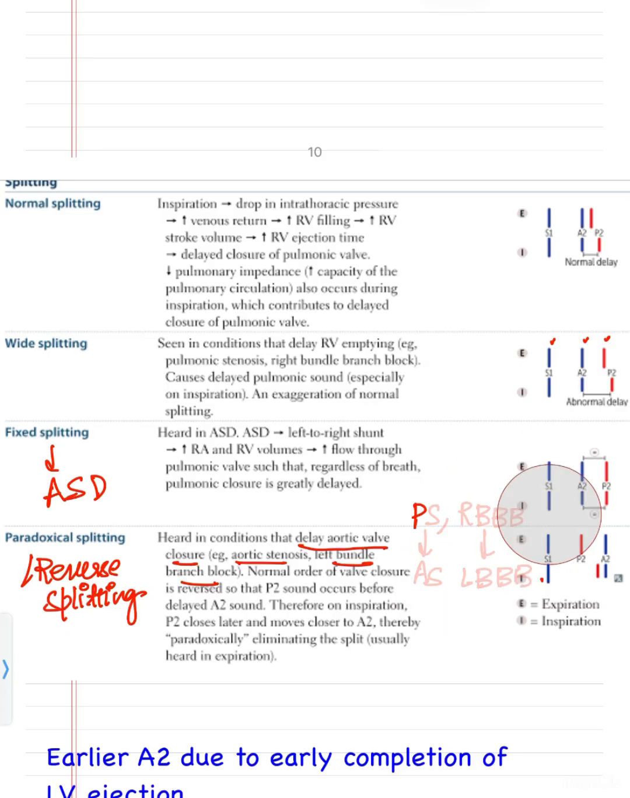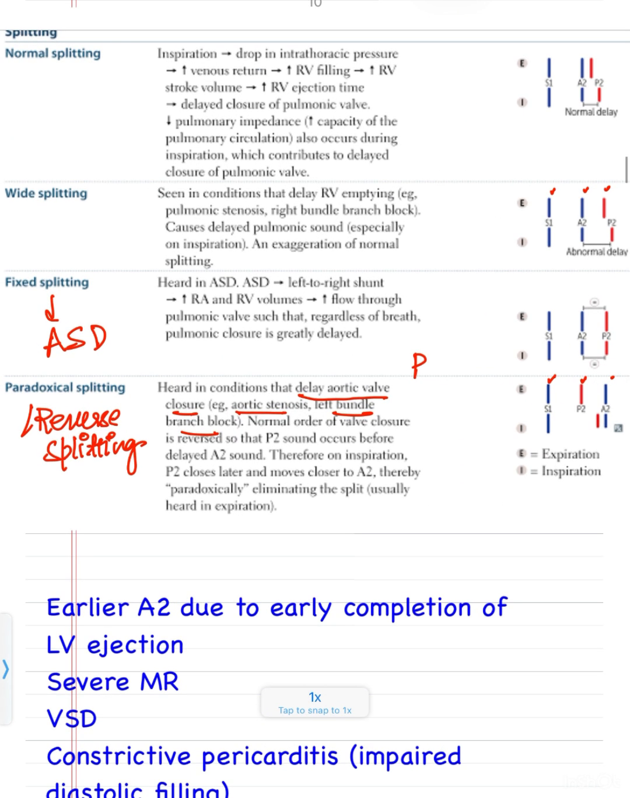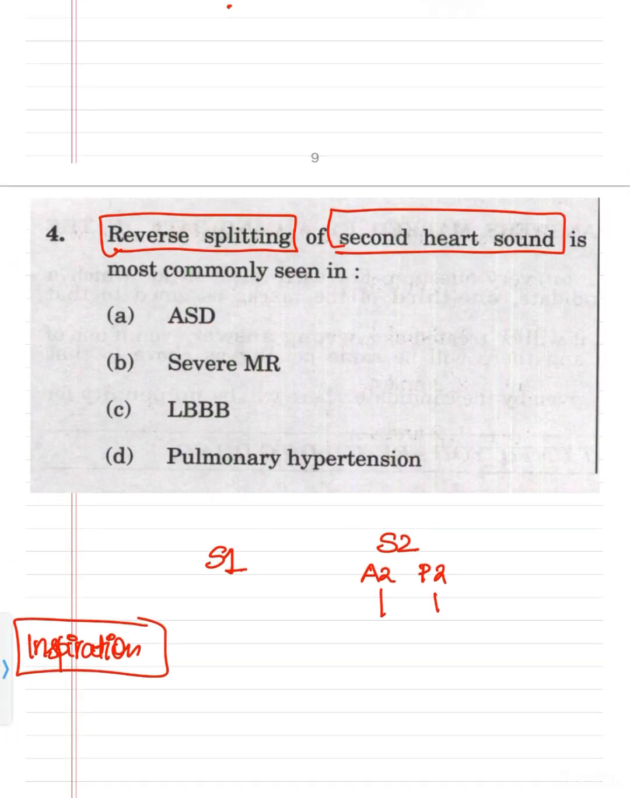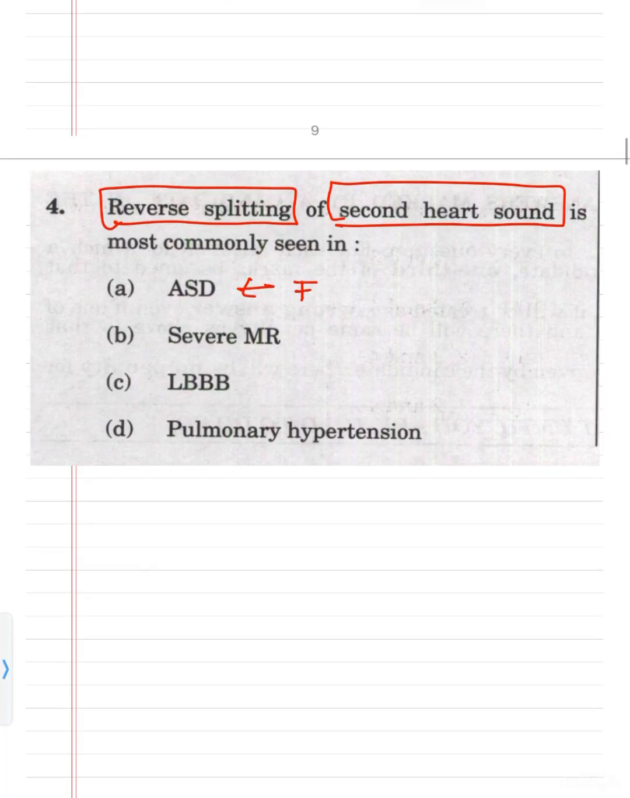If we see the diagram, in the case of expiration there is P2 and then A2, and then in inspiration the A2 is again delayed. So the A2 is getting delayed. Those conditions are aortic stenosis and left bundle branch block. So this is about the splitting. We have seen normal splitting, wide splitting, fixed splitting, and reverse splitting. ASD is fixed splitting, not reverse. Regardless of inspiration or expiration, there will be splitting.